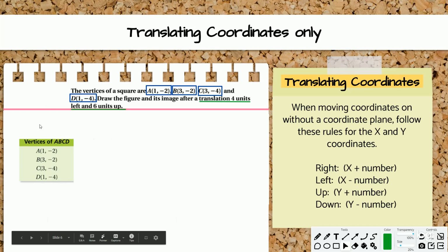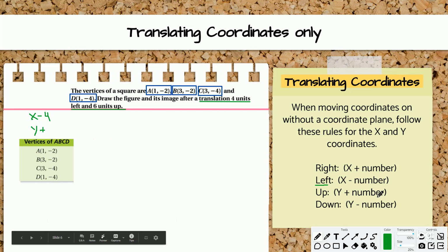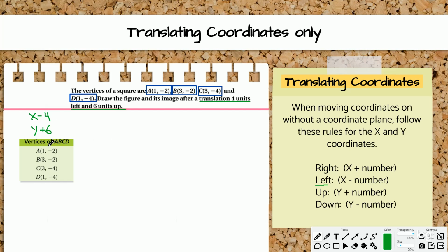So here are our original coordinates. And then we need to recognize that if we are going 4 units to the left, so here's left, we need to subtract that number. So we're going to take whatever the x is and minus 4 from all of these numbers here. And our y is 6 units up, so that means for up, we're going to be adding a number, and we're going to be adding 6 to that. And that's all of these numbers here.